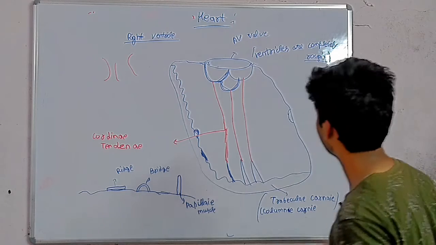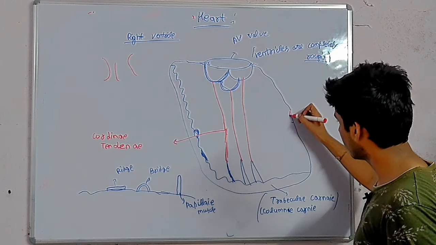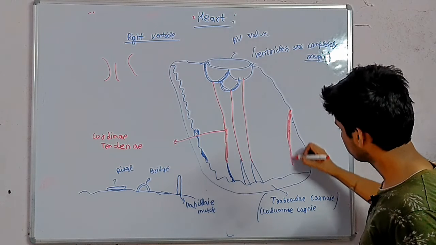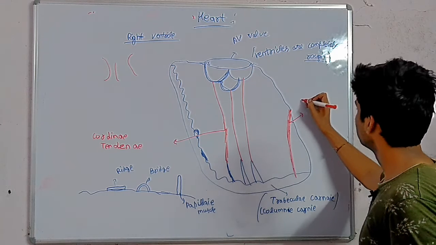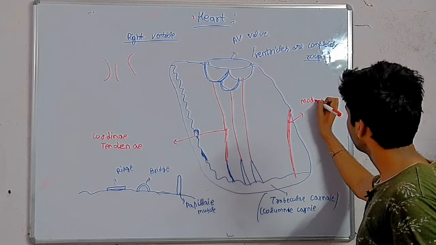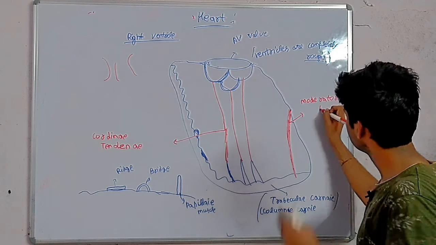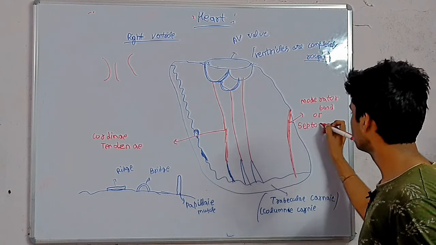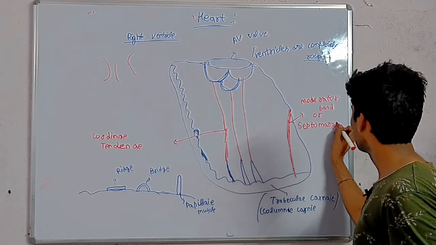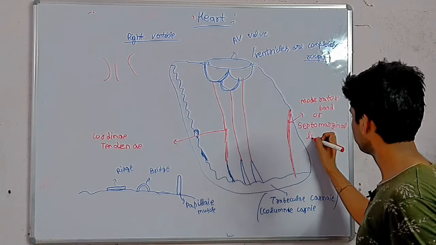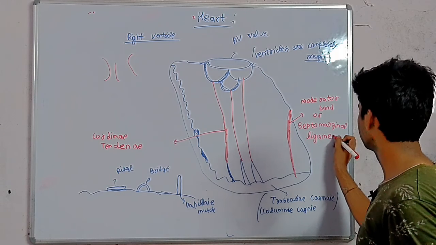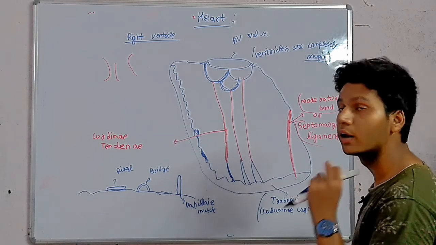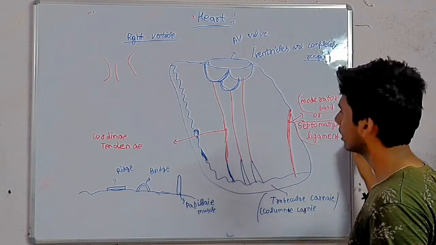Remember, in the right ventricle there is also a small thick muscle band. This muscle band is called the moderator band or septomarginal trabecula. These are the two names. This is a thick muscle band present only in the right ventricle, not in the left ventricle.